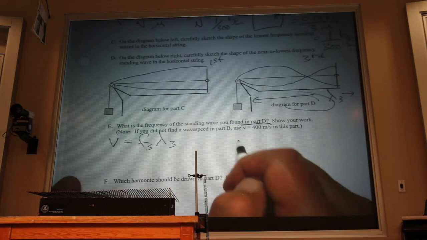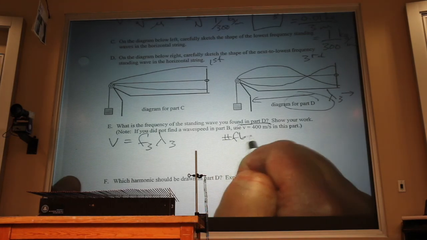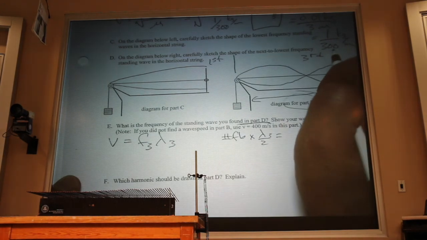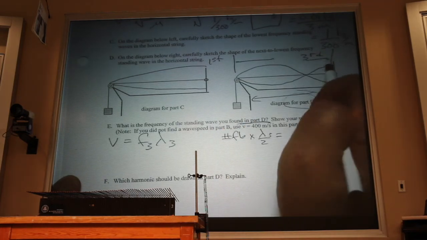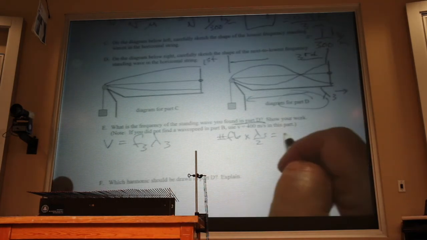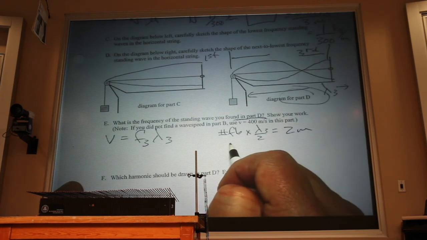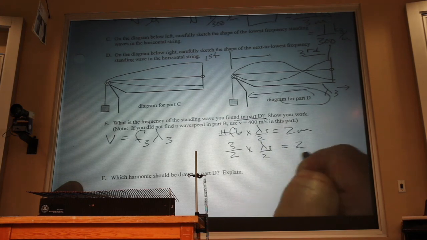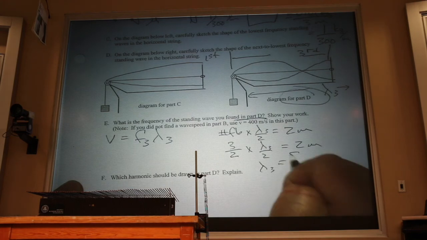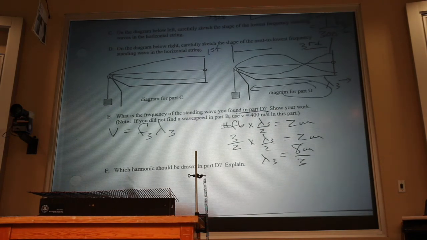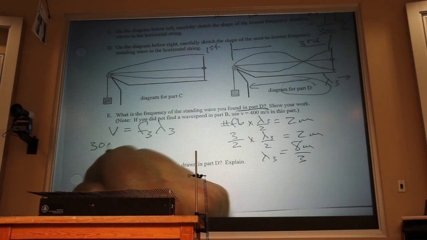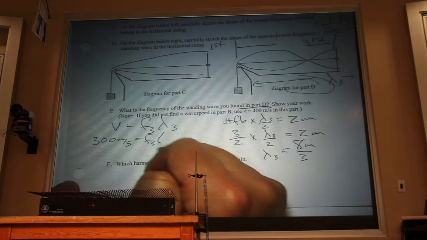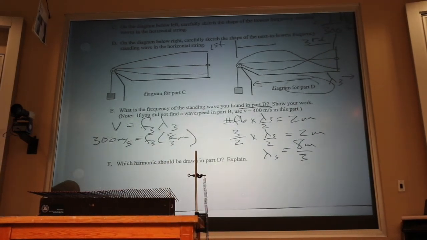Well, I can find the wavelength by using the number of footballs times lambda over 2 is equal to the length of this part of the string that's oscillating. That's 2 meters. So I'm going to have 3 half footballs times lambda over 2 is equal to 2 meters, or lambda 3 is equal to 8 meters over 3. So I come over here and I put in 300 meters per second for the speed. I put 8/3 meters for the wavelength, and I solve for f3.